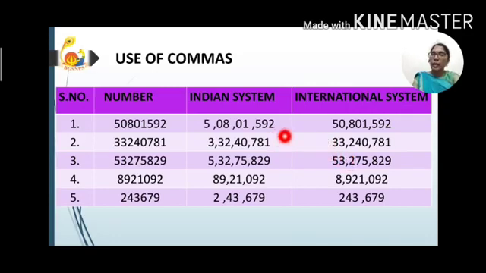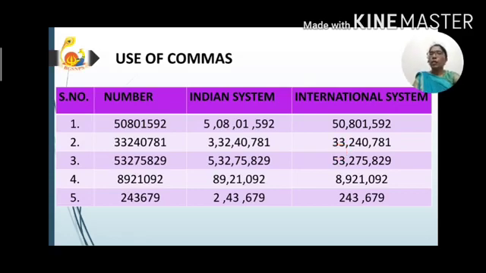Now here in the Indian system, after first 3 digits you will place comma, and after every 2 digits you will place comma. But in the case of international system, after every 3 digits you will be placing the commas. Okay, this is the important point and the shortcut method for you. Okay, so in the Indian system, after first 3 digits you have to place comma, and after every 2 digits you have to place comma. Now here in the case of international system, after every 3 digits you have to place comma, children. This is very, very important point.